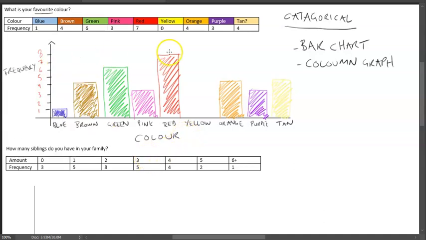And the third one is we need to have a title, and the title in this case is favorite color. It doesn't need to be the actual question itself, what is your favorite color, but just a condensed version or a statement based on that question, in this case favorite color. And this is a bar chart representing this information here.